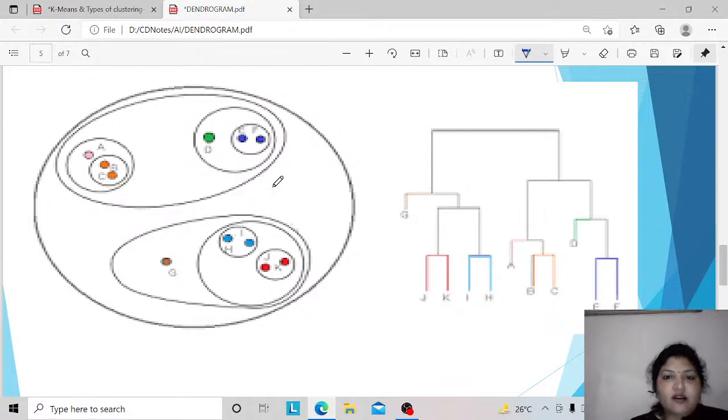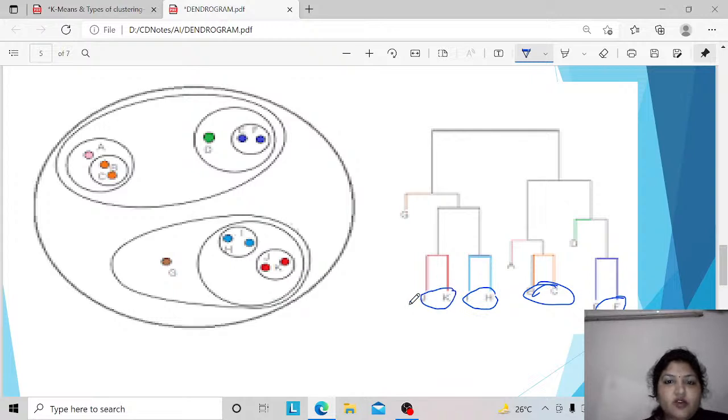Let us make the dendrogram for it. So first of all, E and F are the nearest points. We have clubbed them as one. Then B and C are the nearest points. We have clubbed them as one hierarchy, right? Then we have I and H make one hierarchy, J and K make one hierarchy. So almost all the elements which are nearer to each other, we have made the hierarchy out of that, right? Now let us go for the nearest data points.